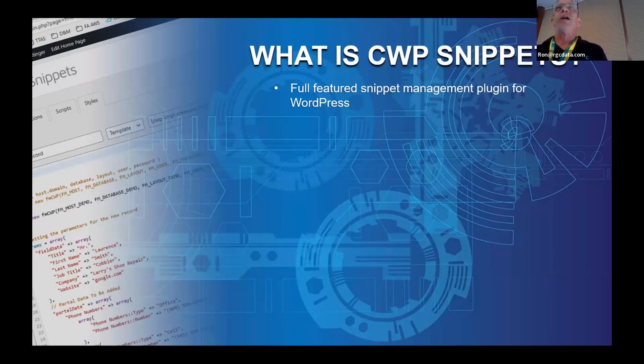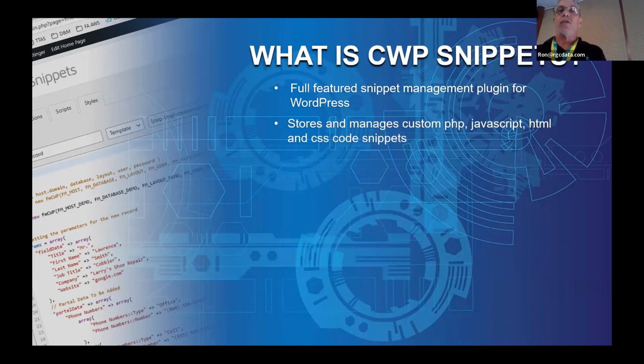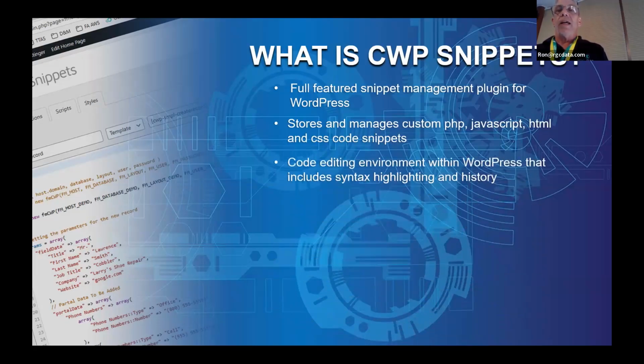And there are a couple of big names out there in the snippet realm. And when I started doing my integrations, that's what I used to write the custom code to connect to FileMaker, was other snippet plugins. So what I decided to do was build this plugin to be a snippet plugin, but with the extra added benefit of having the built-in components for FileMaker. As far as the snippet plugin, it stores and manages custom PHP, JavaScript, HTML, and CSS code snippets. It provides a code editing environment right within your WordPress website so that you can actually write your code within there. It has syntax highlighting and history.